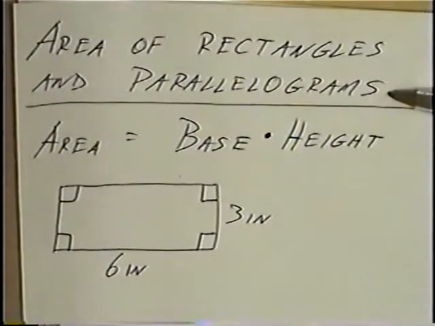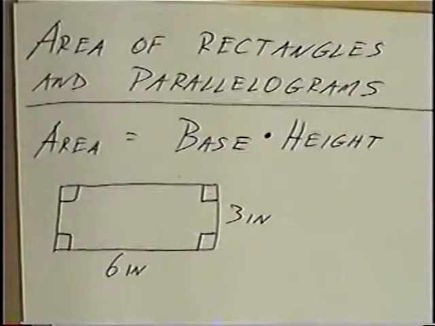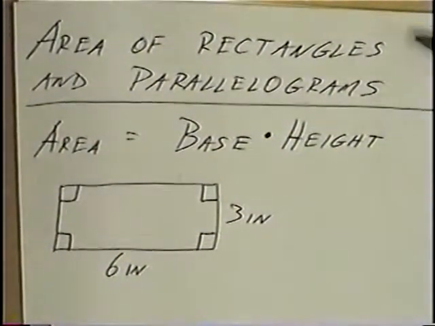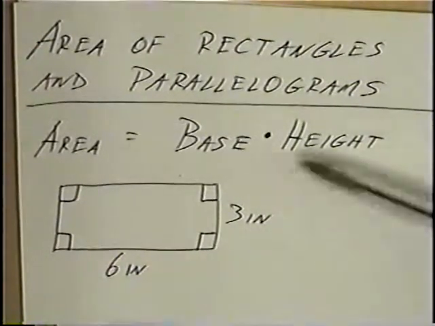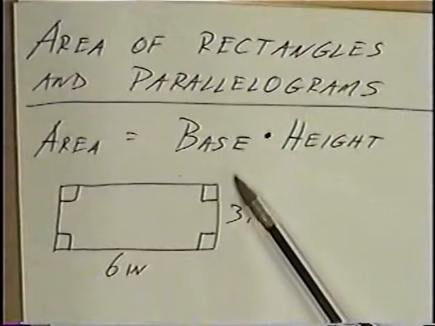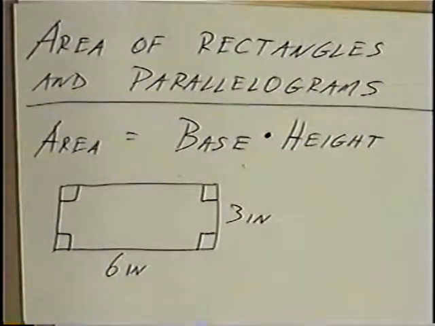Parallelograms, the opposite sides are parallel, also the opposite sides are congruent or equal. The formula to find the area of either a rectangle or parallelogram is the base times the height. The base is how long the shape is, and the height is how tall the shape is.